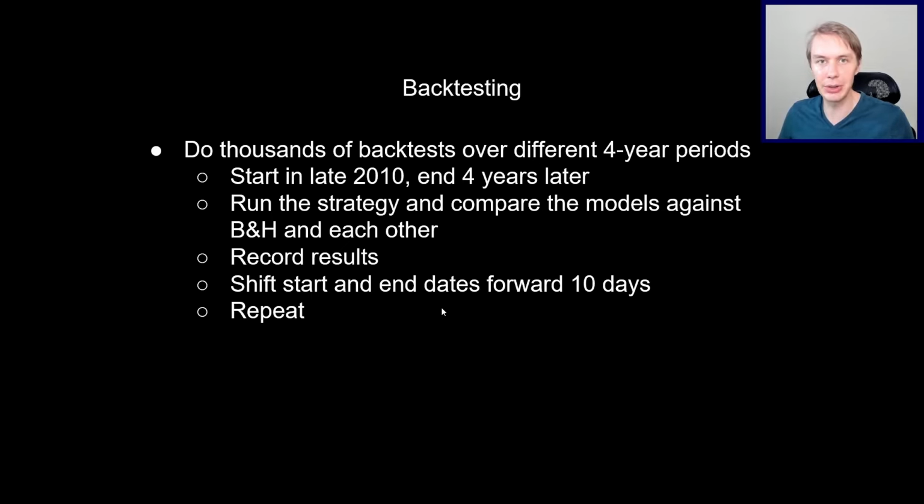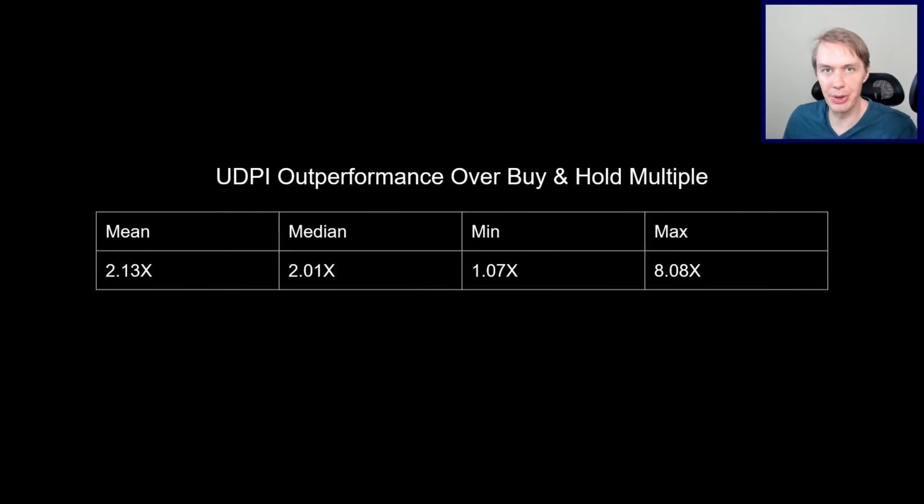And what this lets us do is look at averages, look at overall, across all of these different backtests, across all these different 4-year windows, how is the UDPI faring against the risk model, and how are they also faring against buy and hold? And is it reliable that the UDPI outperforms the risk model in this type of setup? So let's talk about the results with this type of setup.